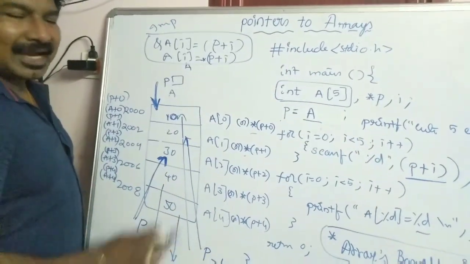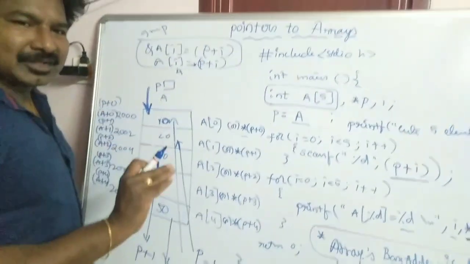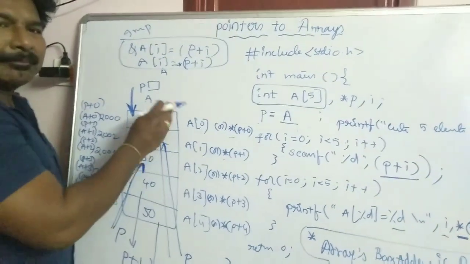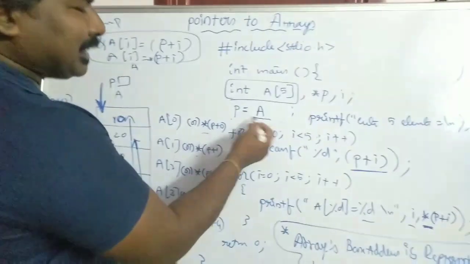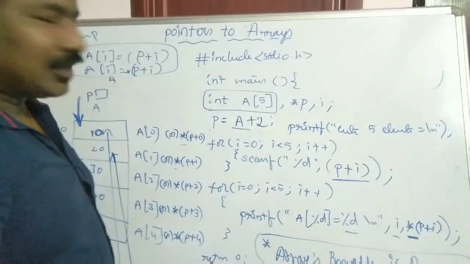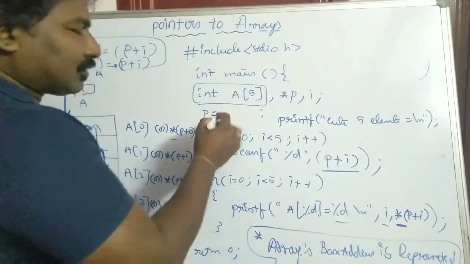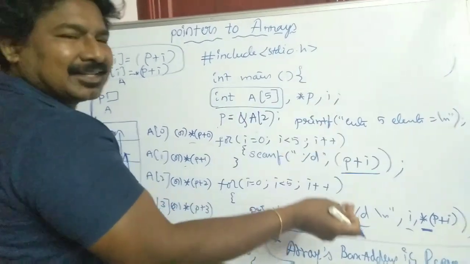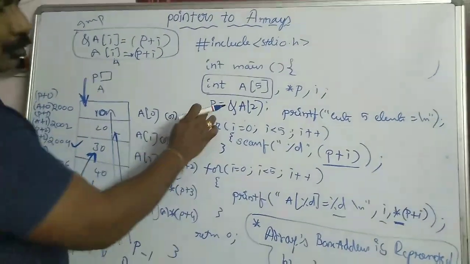And C does not provide any boundary checking. That means it is the complete responsibility of the user to check whether you are crossing the limits of the array or not. You cannot move beyond the first element or after the last element. So P can point to A, or P can point to some middle element. Your A plus 2 is nothing but, in the previous kind of notation, I can write it as address of A of 2. That means a pointer can point to the index 2 element, this particular place, index 2. So remember, friends, a pointer can point to any element of your array.